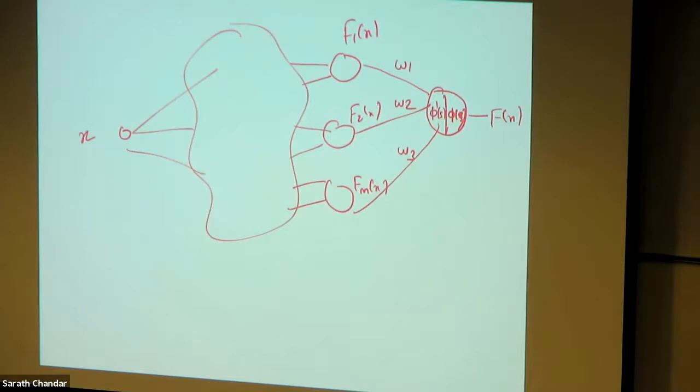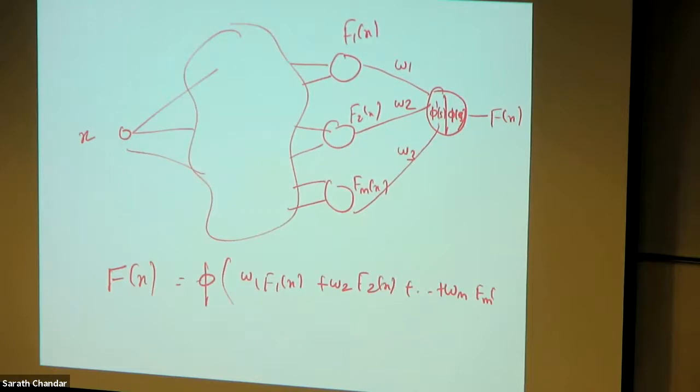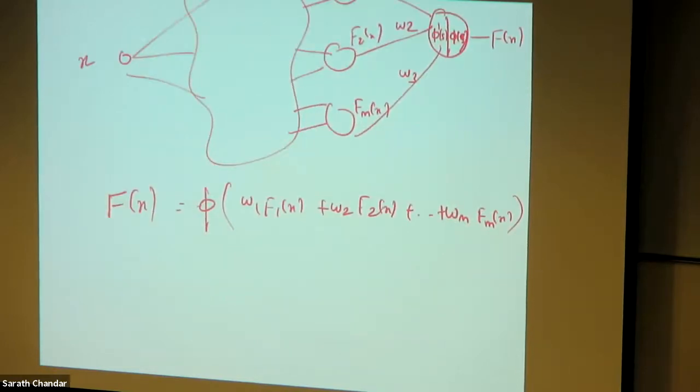Now this is my architecture. What will be the equation for this architecture? The equation is f of x, which is basically phi of the incoming input, so phi of w1 f1 of x plus w2 f2 of x plus wm fm of x. Is that clear? Now forget about back propagation. Let us just do this differentiation by hand, by ourselves. What would be f dash of x here?